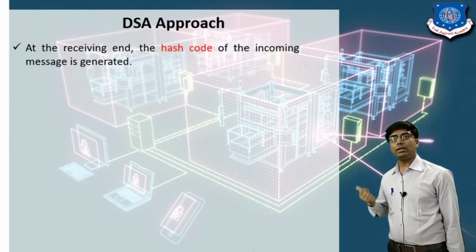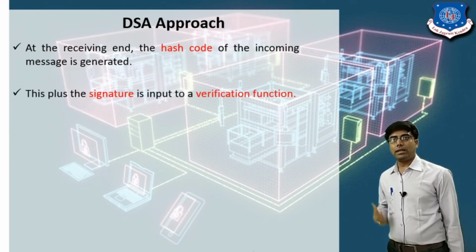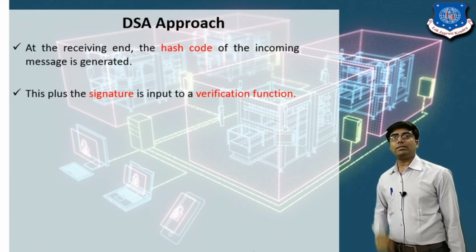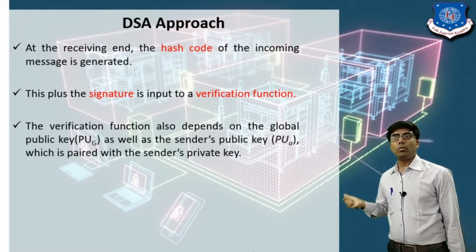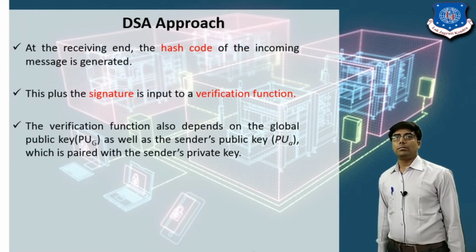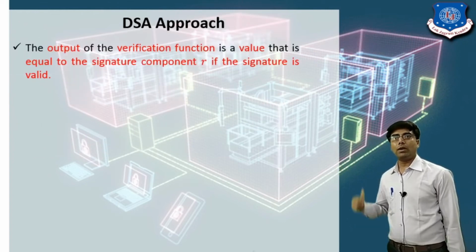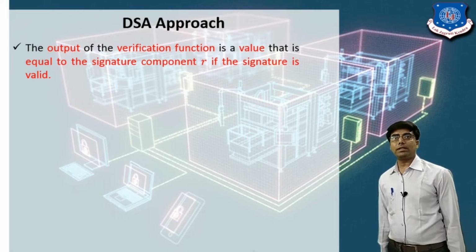So the same thing I have written here. At the receiving end, the hash code of the incoming message is generated. Plus the signature is input to the verification function. Now the verification function depends on the global public key and the sender's public key, which is paired with the sender's private key. The output of the verification function is a value, and that is equal to the signature component R.